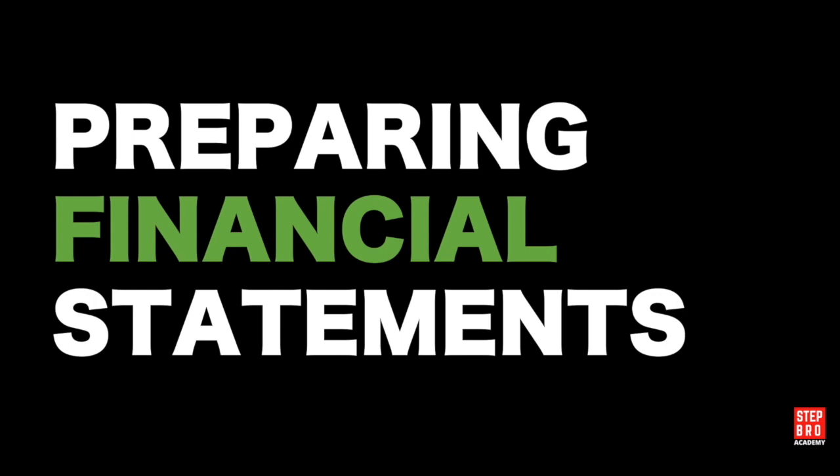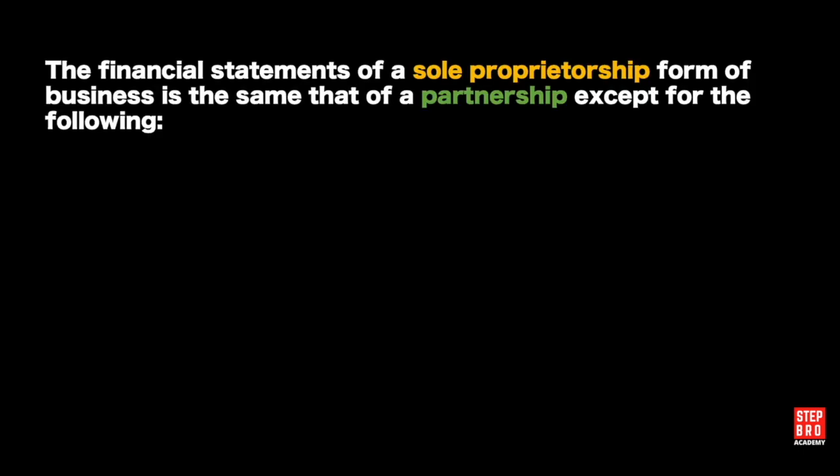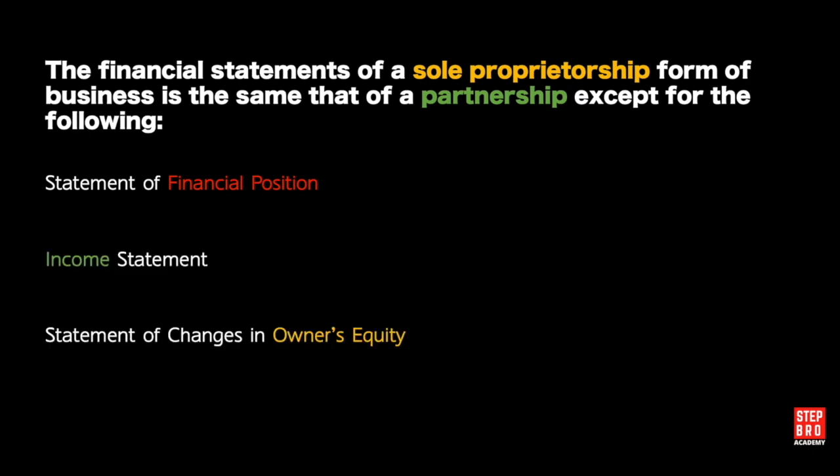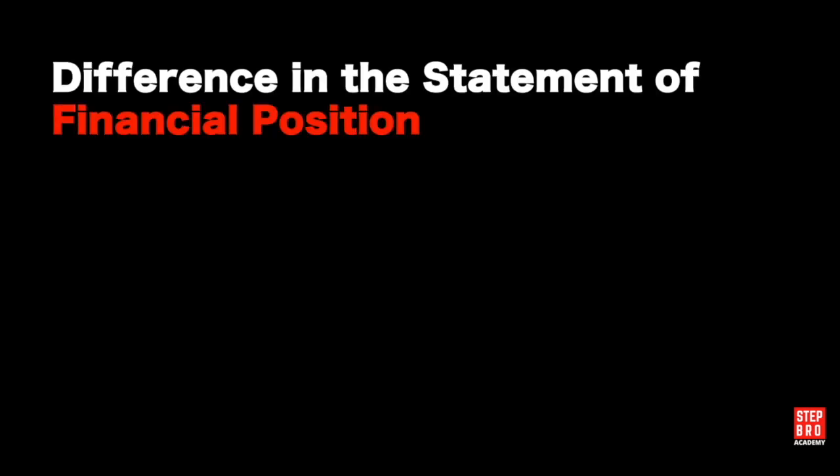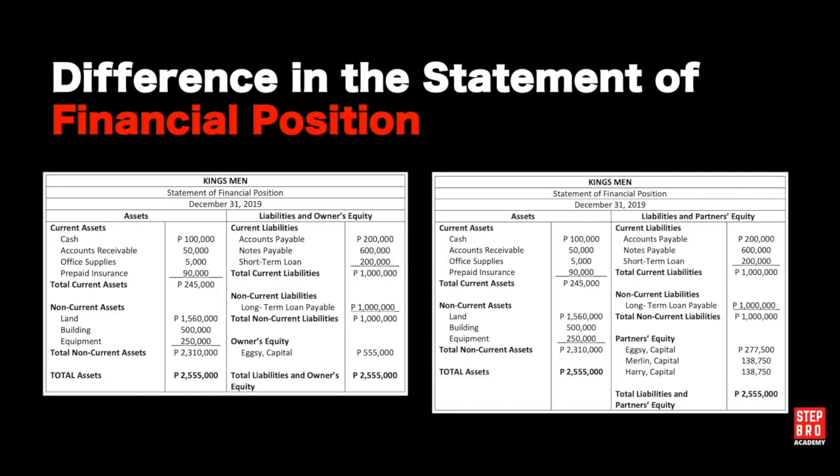So now, I'm going to discuss preparing financial statements for partnerships. Note that preparing financial statements of a sole proprietorship form of business is pretty much the same as that of a partnership, except for the following: statement of financial position, income statement, and statement of changes in owner's equity. Starting off with the difference in the statement of financial position. The statement on your left is the statement of financial position of a sole proprietorship form of business, and to your right is for partnerships.